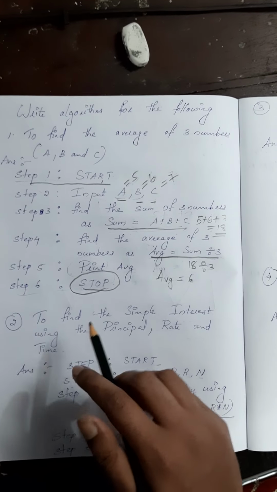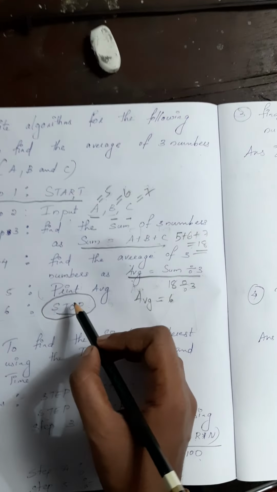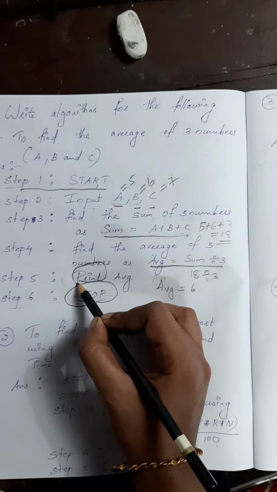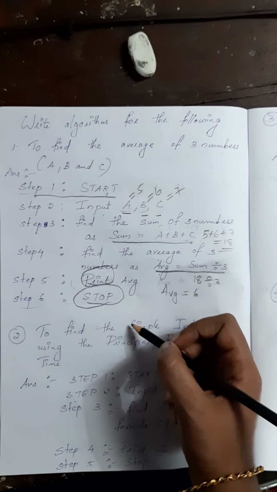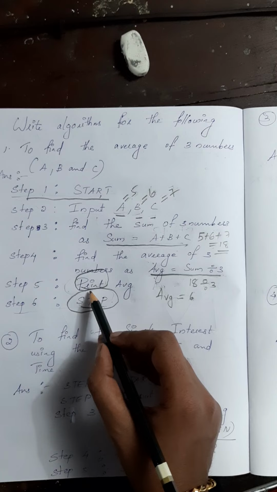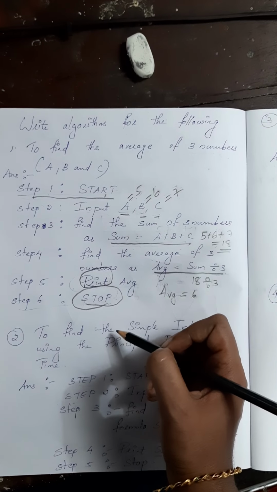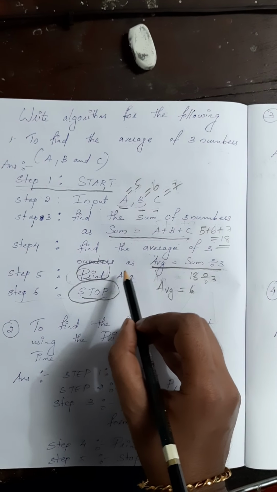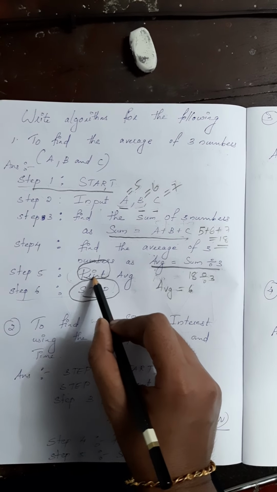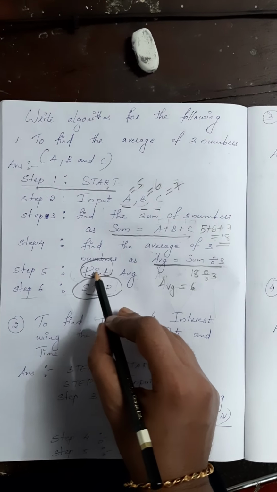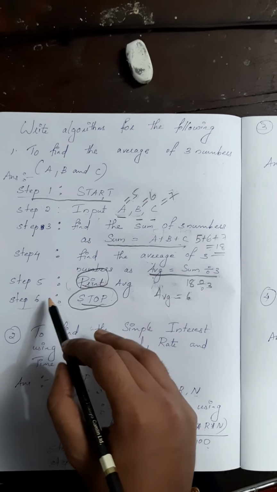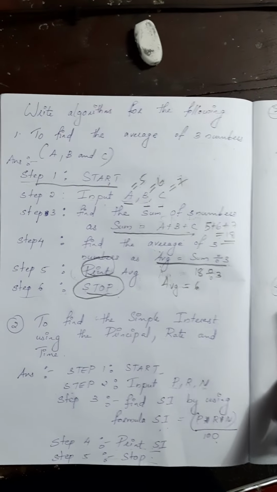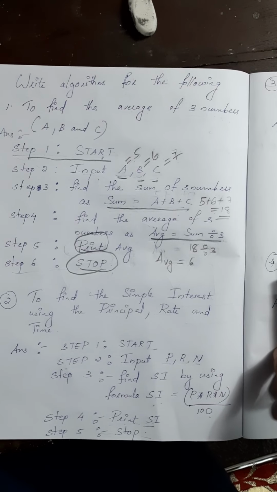After writing the formula for the calculation, our next step should be to get the output for our algorithm. For writing the output, we use 2 words. Either we can use the word print, or you can use the word write. Here I have used the word print, okay? So print average, and your last step should be stop. Okay students, so this is your first algorithm to find the average of 3 numbers.